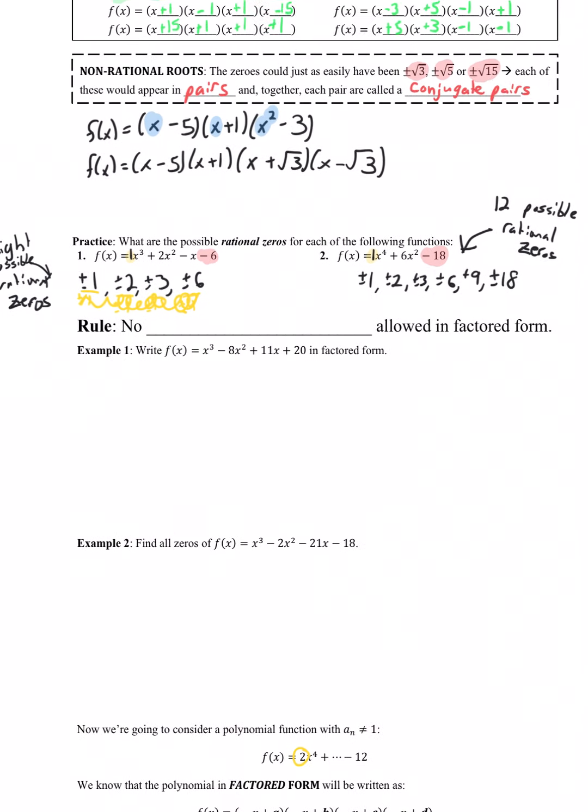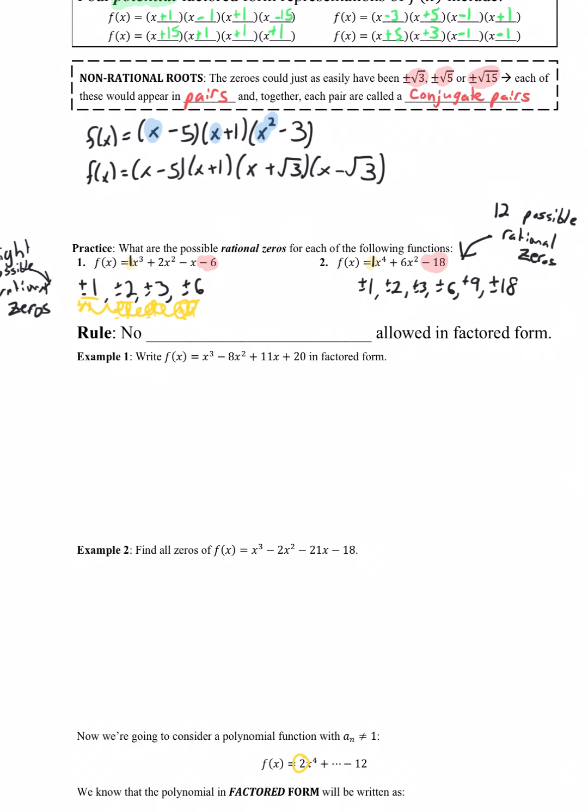But first, let's do a couple of examples, just so we get used to this. One thing we want to note is that we don't want any fractions when we're writing our function in factored form. So we start with f of x equals x cubed minus 8x squared plus 11x plus 20, and we want to write it in factored form, which is what we did last class. That was our homework assignment. But we're not given any factors, so I want to list all the possible zeros first.